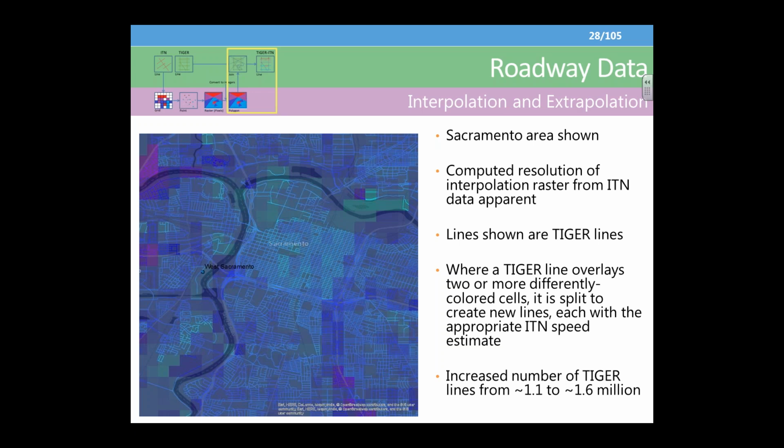But there was a little bit of a difference between 2012 ITN and 2015 ITN. Those were the two different data sets we looked at. Probably about 10% difference in the size of service areas based on those different data sets.